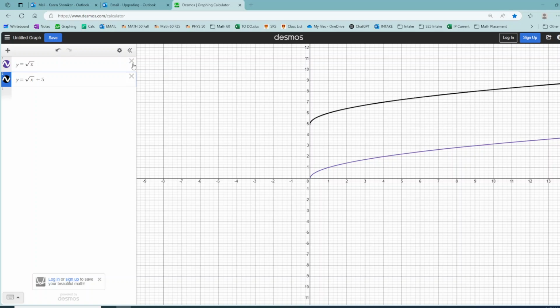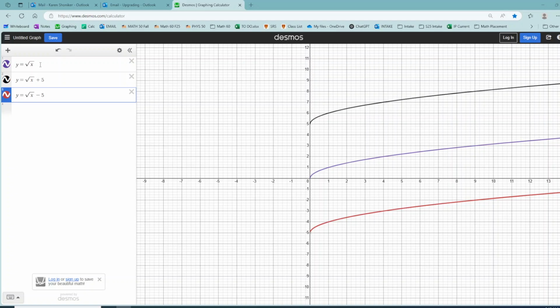There we go. If I did the same thing, but instead of putting plus 5, I put minus 5, the graph goes down. Because you take that square root, so your x values don't change. You use 0, 1, 4, 9. But then after you take the square root, this plus 5 or this minus 5 is happening.